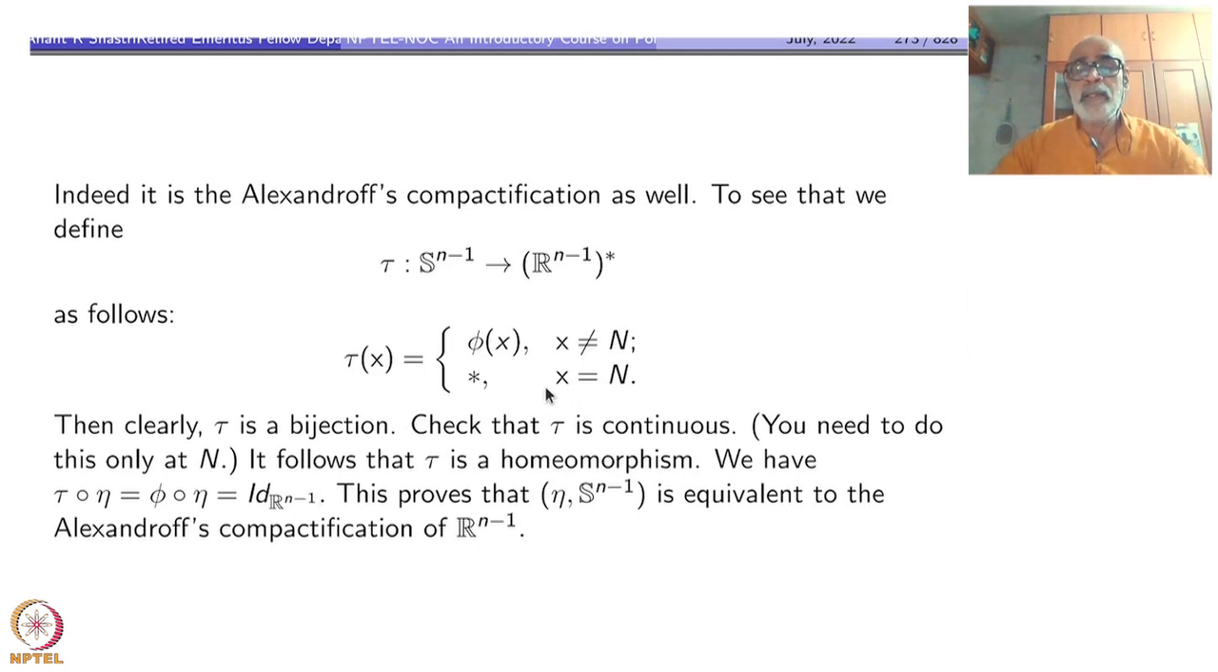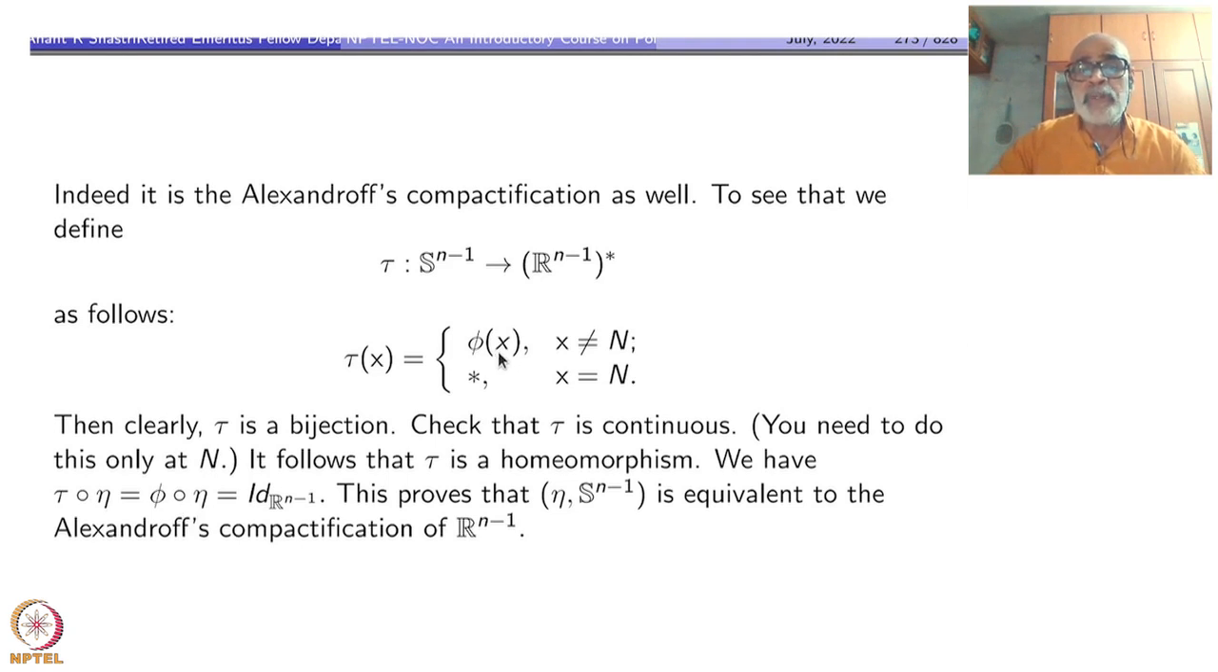Okay, once you check that continuity, it follows that this tau is a homeomorphism because it's a bijection. Phi is already a 1-1 mapping, and extra point goes to one single point here, that's all. So this is a bijection, right? Bijection from where? From a compact space to a Hausdorff space. Therefore, it is a homeomorphism. Moreover, tau composite eta is what? Eta of any y, right? What is it? It's eta is phi inverse. Now, phi of that y, phi of eta y is y. So, that's the identity map. So, tau composite eta is identity.